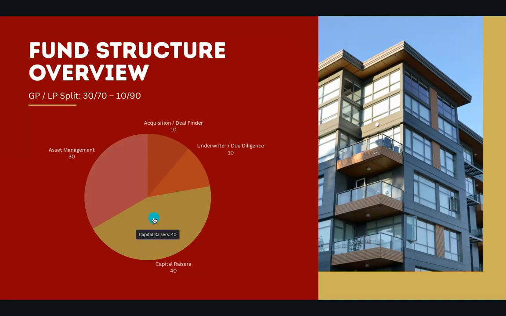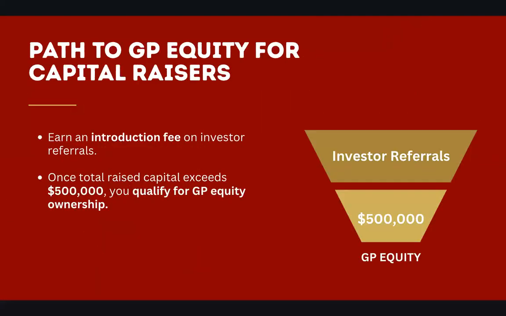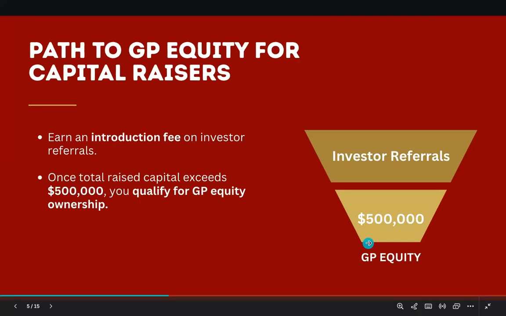So this is all you really need to focus on: as a capital raiser, you will earn equity in this 40%, and we'll show you how throughout this presentation. Here's the path to GP equity for capital raisers. You will earn an introduction fee for every investor you refer to us. But once the total raised capital exceeds $500,000 from you, you qualify for GP equity ownership. So we start at the top of the funnel, which is always introductions. As investors accumulate and you hit $500,000 in investments raised, that's where you get to earn GP equity, and that's going to look pro rata to what you bring to the fund.